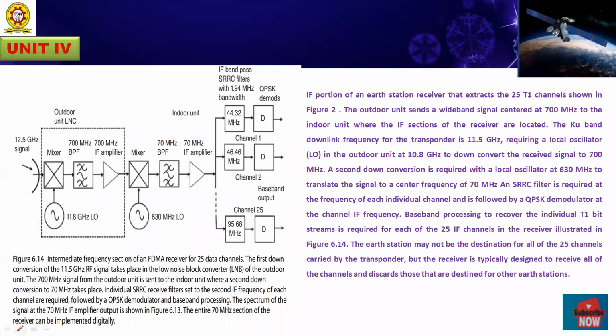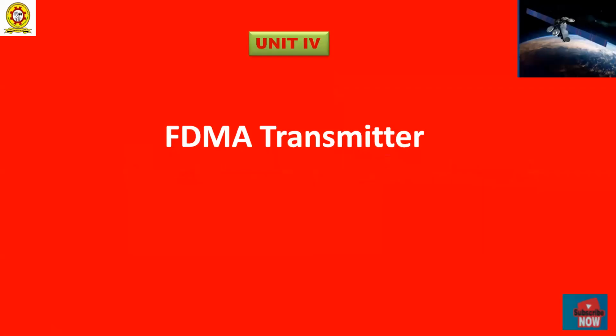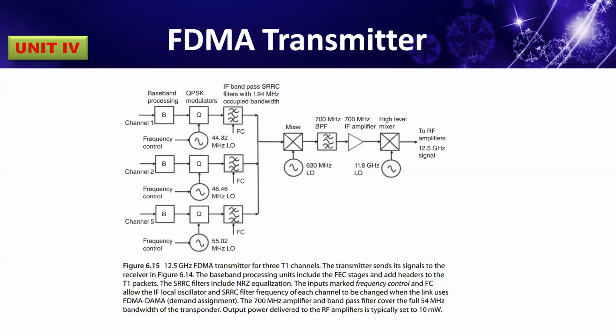So in this fashion, we are able to construct the given FM FDMA receiver kit. For example, this is the 25 baseband capacity receiver block diagram. In this similar manner, we are able to configure or design. So what is the FDMA transmitter? Same.